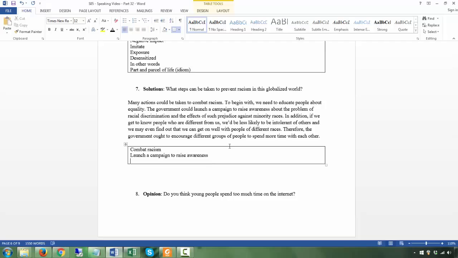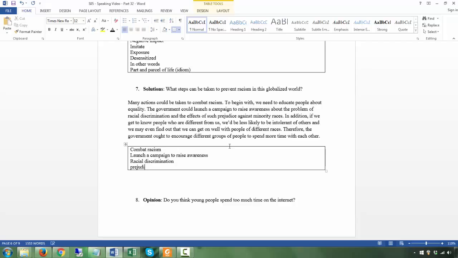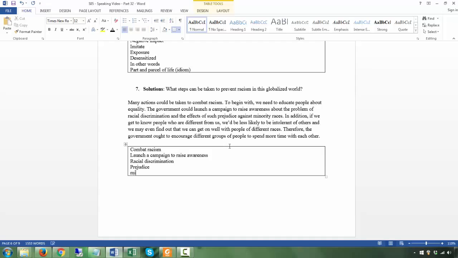So I've just used this here. Racial discrimination. This is a good phrase. Racism and racial discrimination means pretty much the same thing. Prejudice, good word. Prejudice against minority races. In addition, if we get to know people who are different from us, we'll be less likely to be intolerant. Another good word. Of others. And we may even find out that we can get on well.